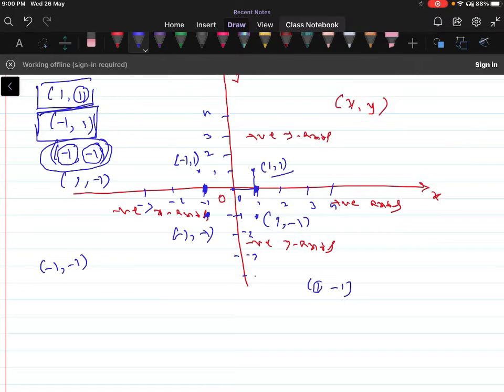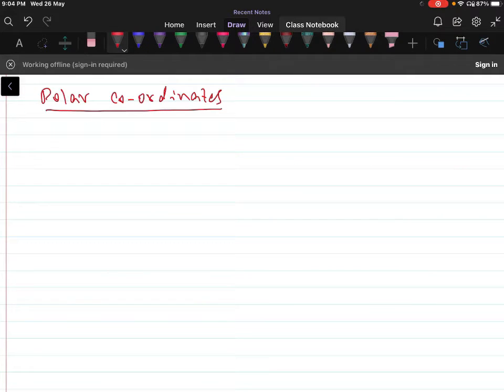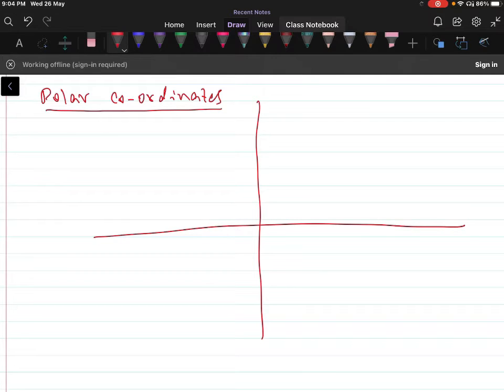Instead of using rectangular coordinates, we can use a circular coordinate system to represent a point on the plane, known as the polar system. Now let me define what polar coordinates are. Let us have a plane. Fix a point in the plane. That is called the origin or pole.